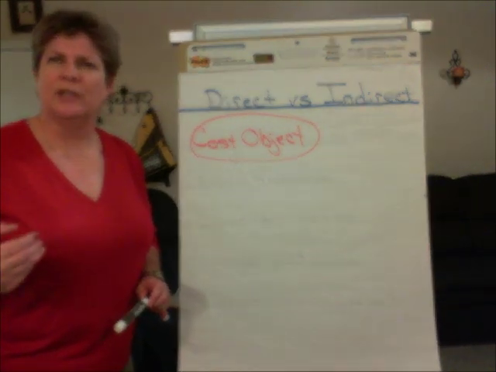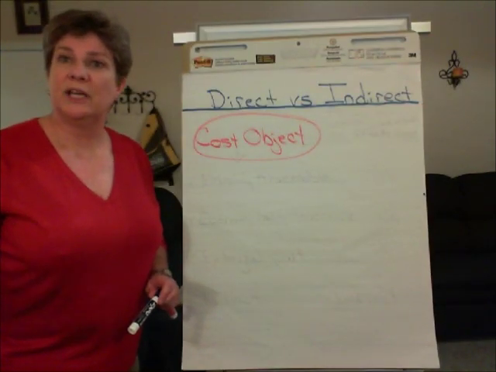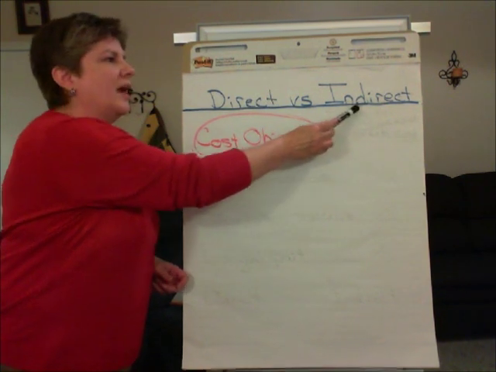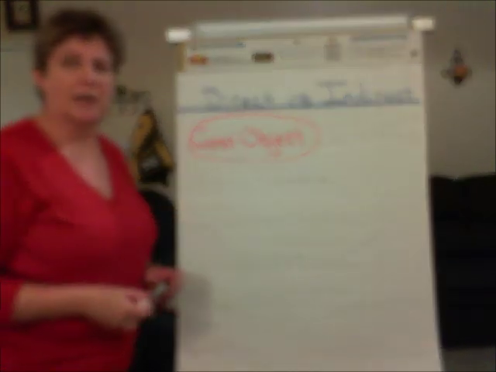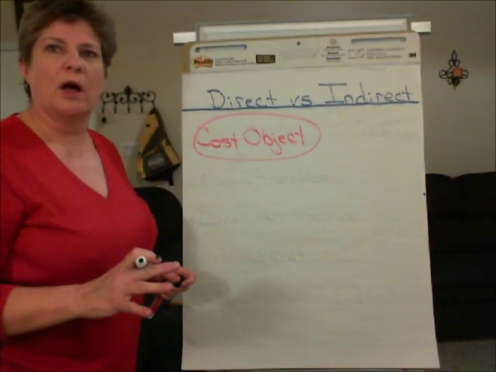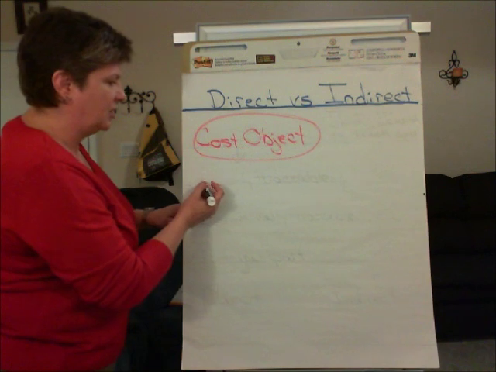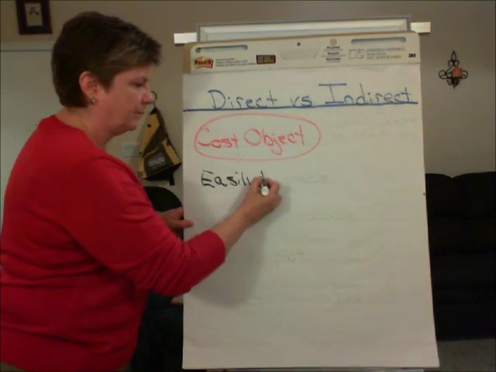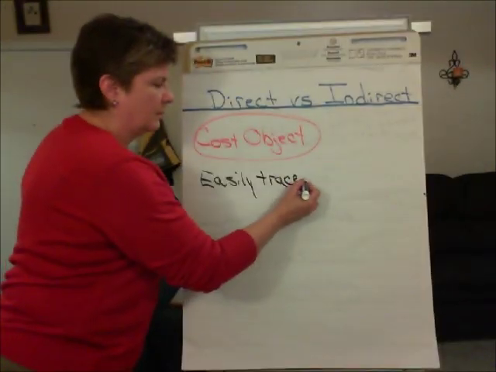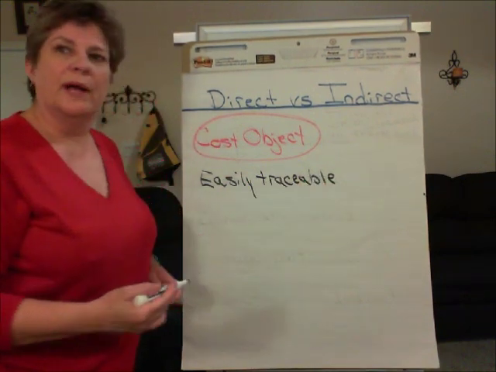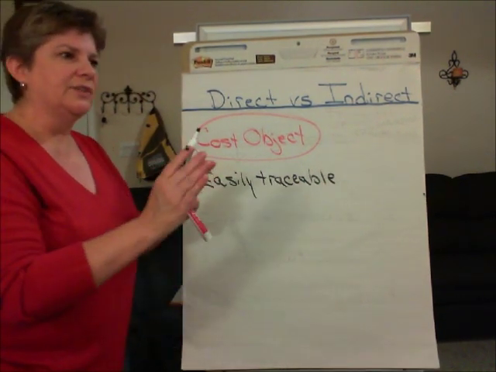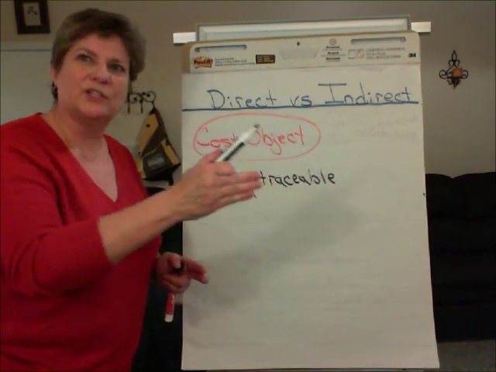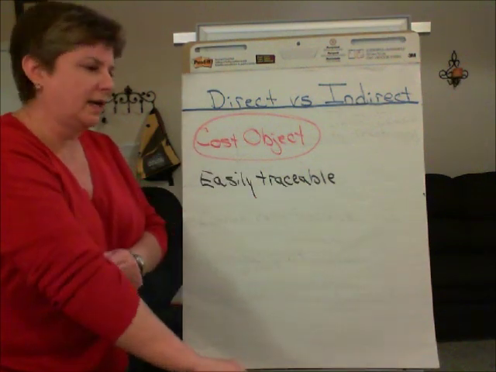What are the criteria for determining whether a particular cost is a direct cost of that cost object or an indirect cost of that cost object? Well, in order for a cost to be a direct cost, it needs to be easily traceable, there is a direct relationship between the existence of that cost object and this cost. So it's easily traceable, linked to that cost object.